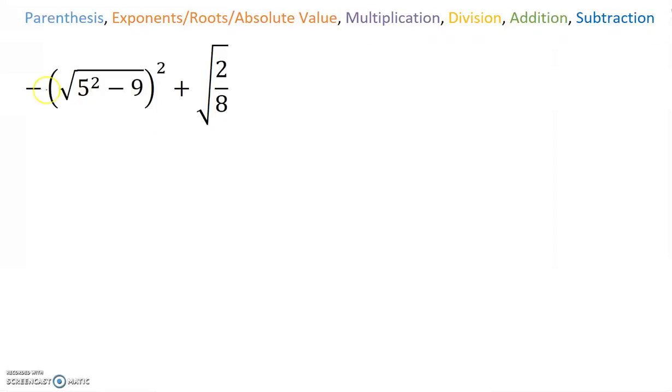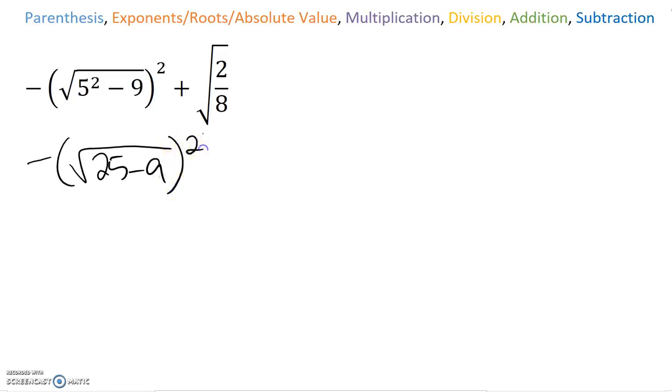In this case, we have our parentheses, so let's get started with that. Within the parentheses, we have a root. Within the root, this is where we have to start. We always want to try to simplify what's in the root first. So I'm going to kind of rewrite this. We have a negative. Here's our root. We have 5 to the second power is 25 minus 9. That's how we'll get started.